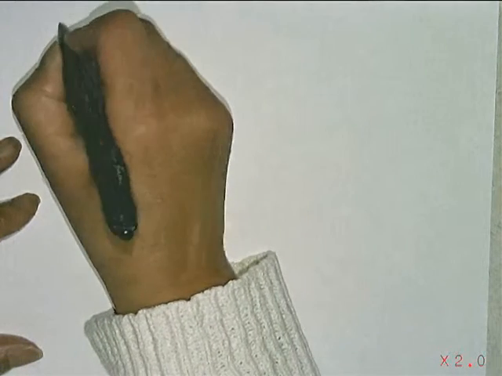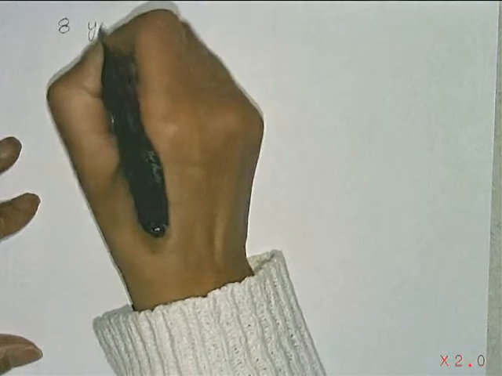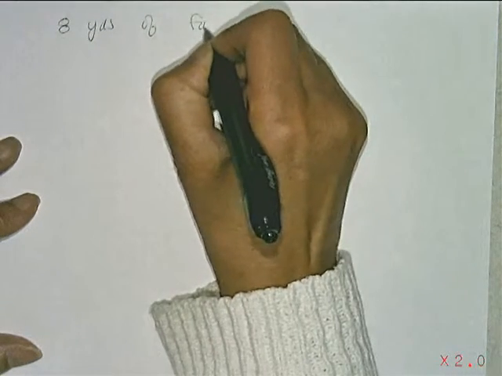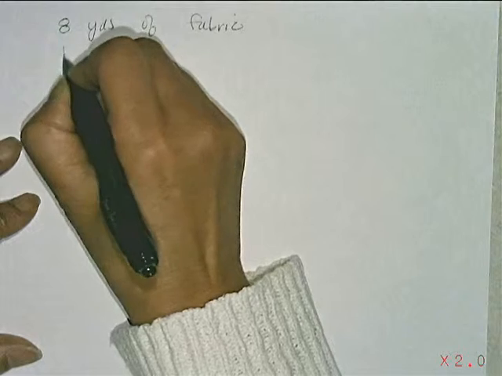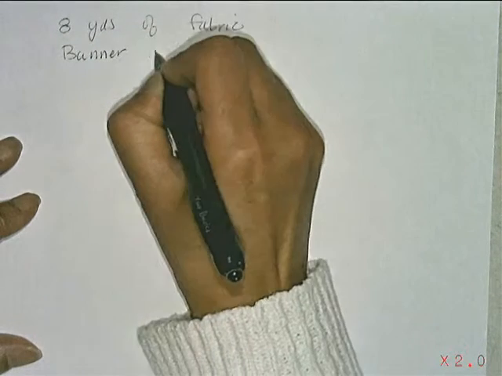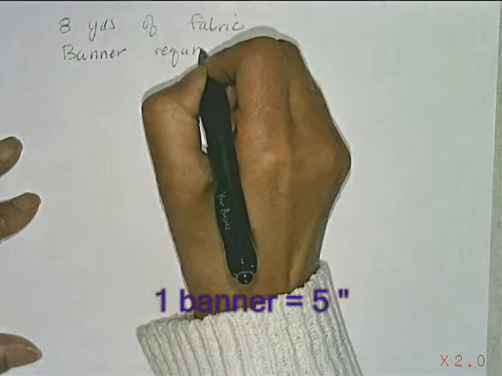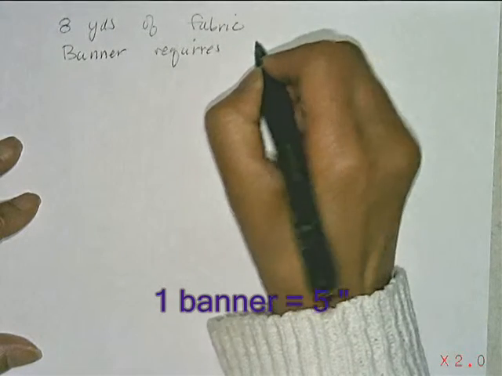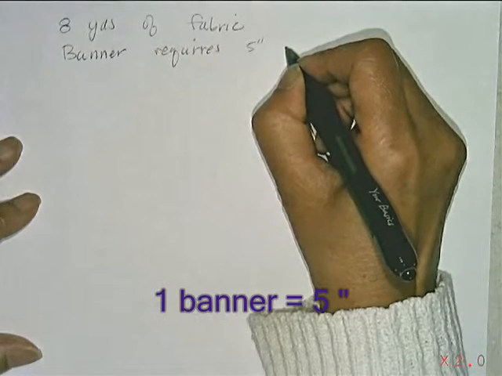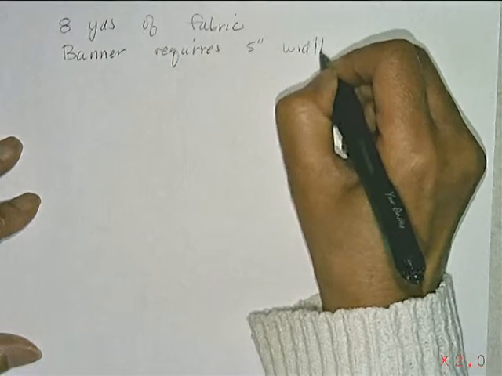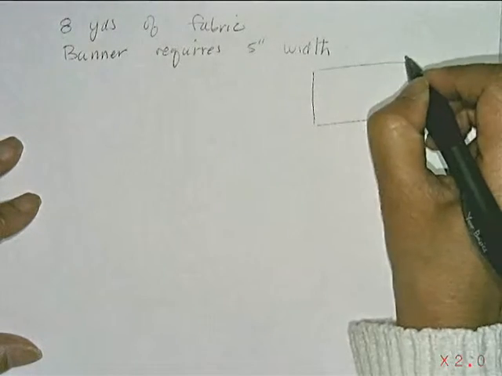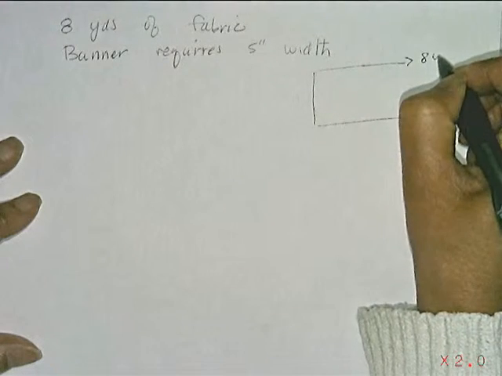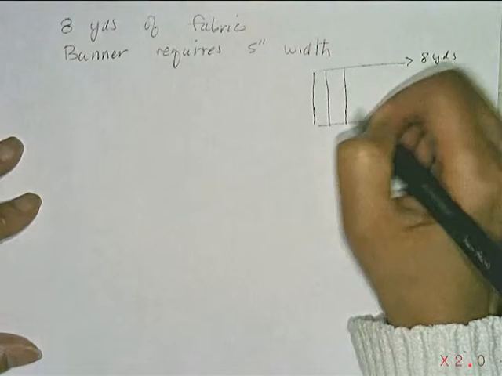Okay, so here's the example. I have 8 yards of fabric, and one banner requires 5 inches of width. And here's the diagram that goes with it. So here's my fabric. It goes on for 8 yards. And then I break it up into 5-inch pieces.